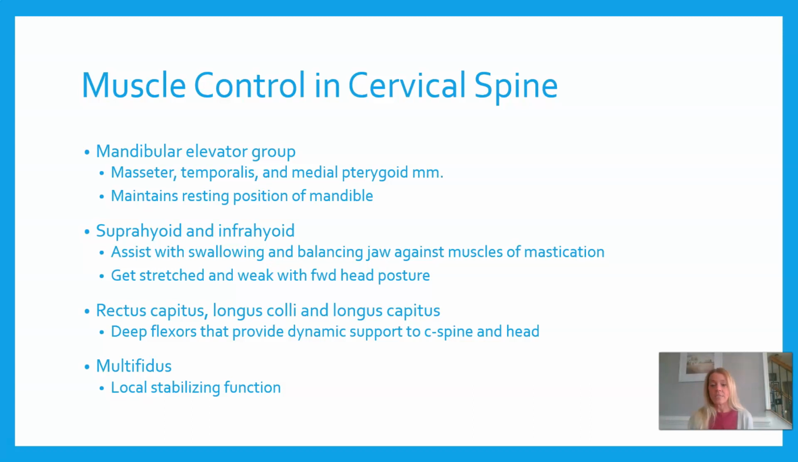So as we get further into this lecture, we're going to talk about some of those fairly common postural deviations. Forward head is one of them. And then with that, we're going to see some issues in the cervical spine involving some of these muscles. In the cervical spine, we also have rectus capitis, longus colli, and longus capitis. Those are deep flexors that are going to provide dynamic support. And then we also have multifidus muscles in the cervical spine, similar to the lumbar spine.